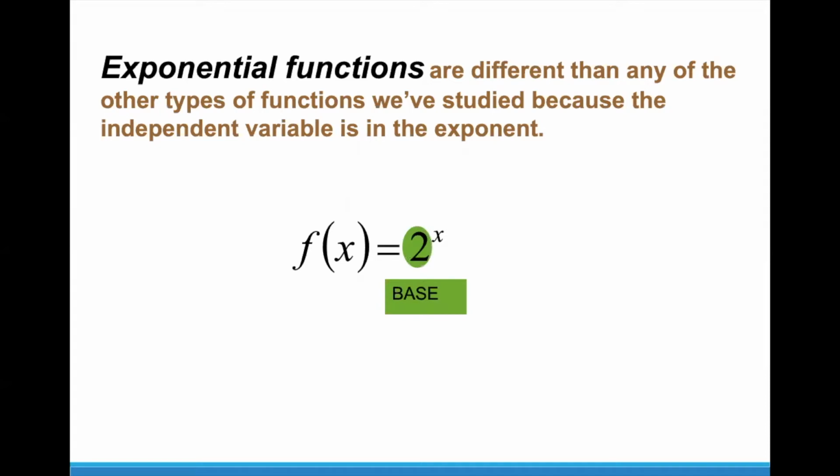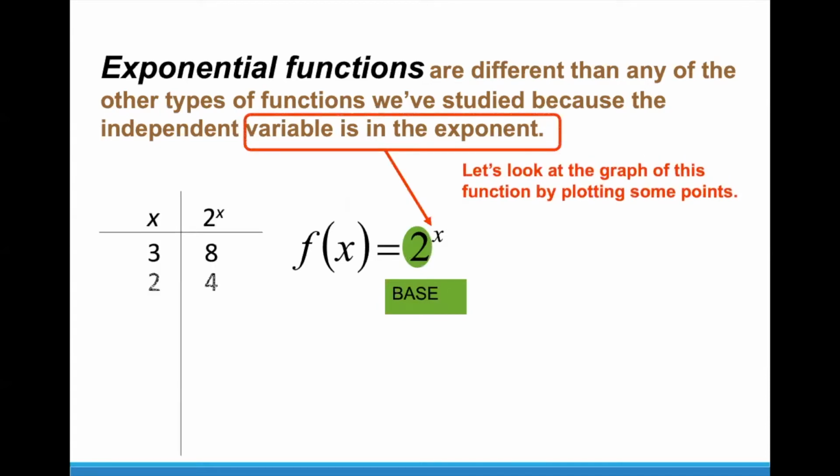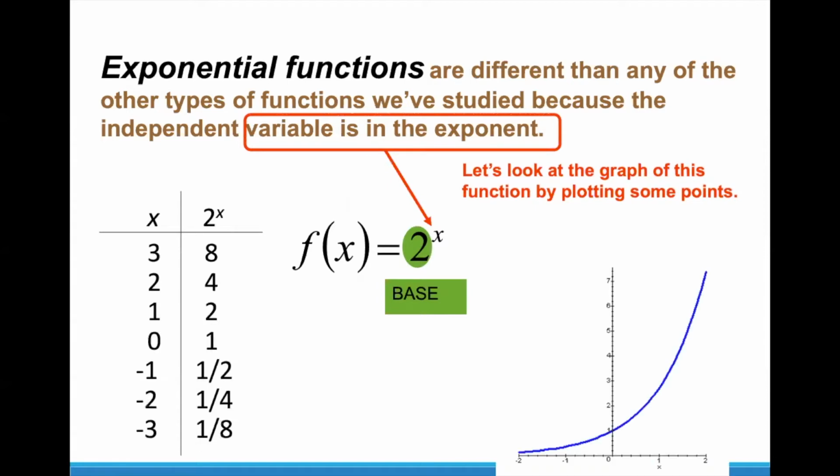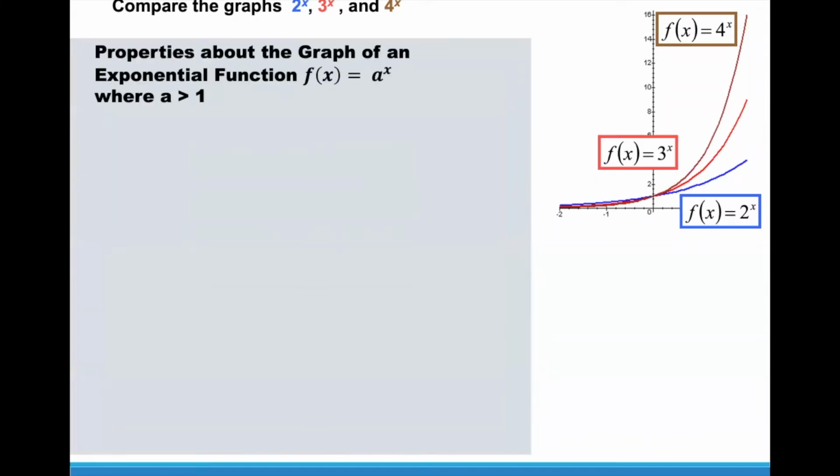So recall in the activity that we have, we have the graph of the basic exponential function f of x equals 2 raised to x. So let's now compare the graphs of 2 raised to x, 3 raised to x, and 4 raised to x, so that we can identify the different properties about the graph of an exponential function f of x equals a raised to x, where a is greater than 1.